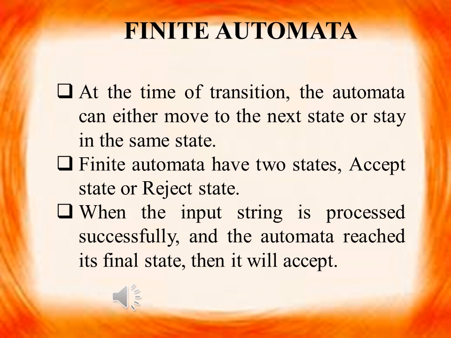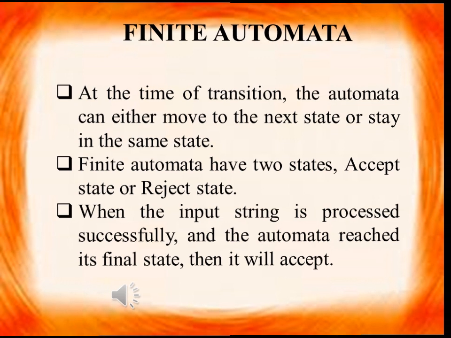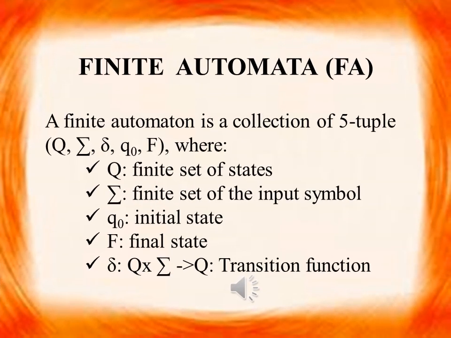At the time of transition, the automata can either move to the next state or stay in the same state. Finite automata have two states, accept state or reject state. When the input string is processed successfully and the automata reaches its final state, then it will accept the string, otherwise it is called a reject state. So this is the definition of finite automata.